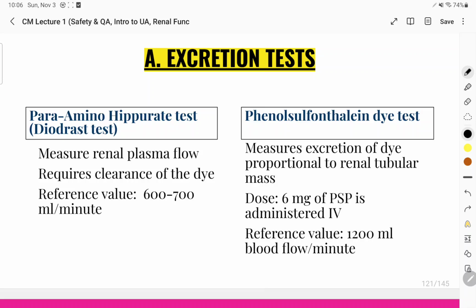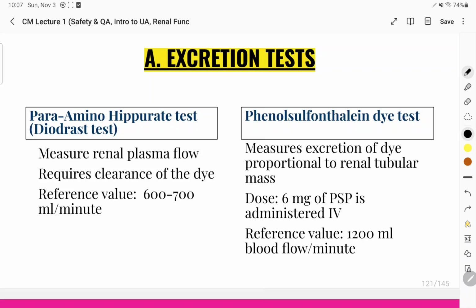Okay? So, this PAH or diodrast test is a measure of renal plasma flow, and phenolsulfonphthalate is your total renal blood flow. You can also see the reference values. Diodrast is 600 to 700, which is the value of your renal plasma flow, while 1,200 is the total renal blood flow. Okay, so many excretion tests.